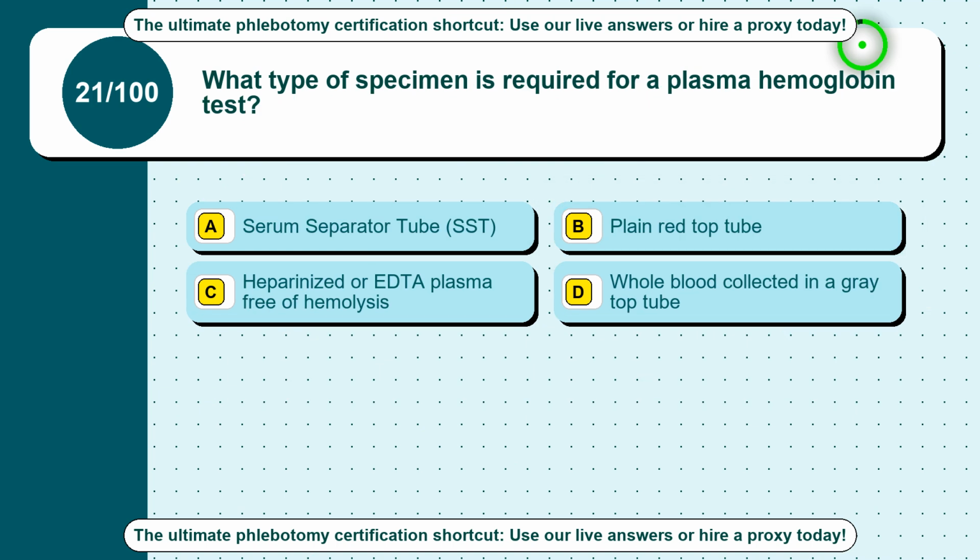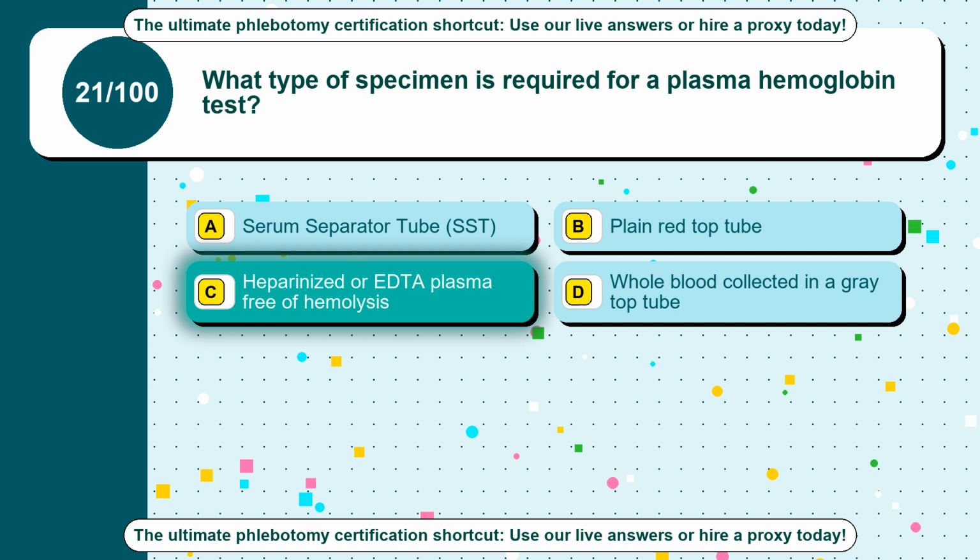Question 21. What type of specimen is required for a plasma hemoglobin test? Option A, serum separator tube, SST. Option B, plain red top tube. Option C, heparinized or EDTA plasma free of hemolysis. Option D, whole blood collected in a gray top tube. The correct answer is option C, heparinized or EDTA plasma free of hemolysis.